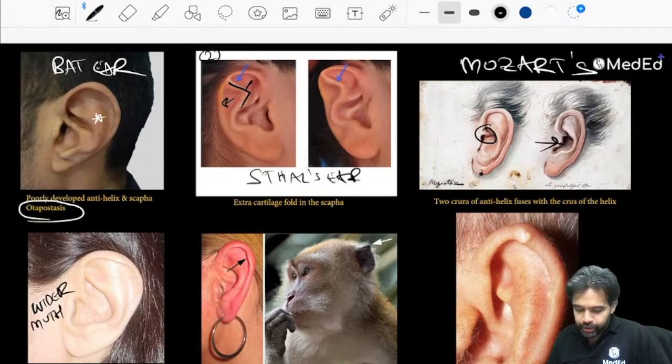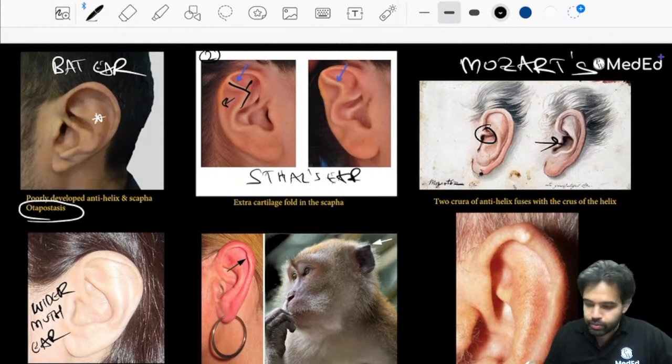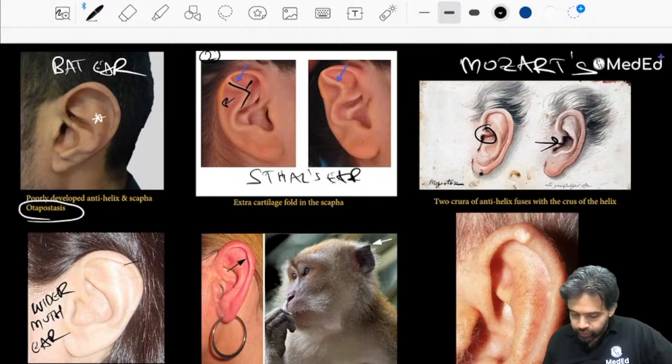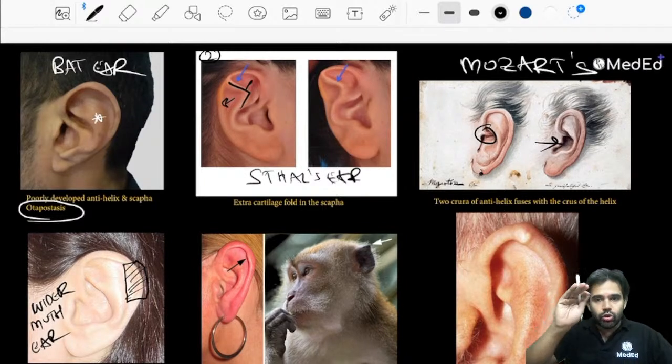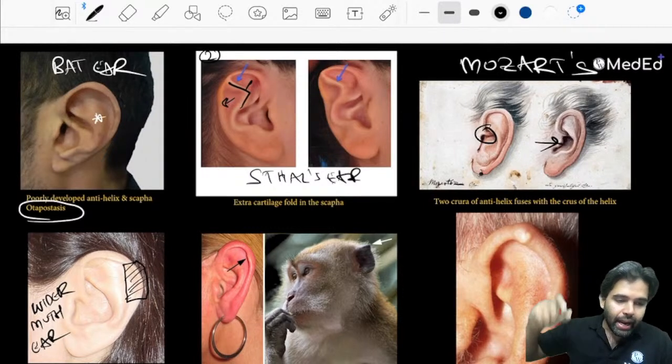Wildermuth ear. All right, here it is the opposite. Here the helix is poorly developed. In bat ear, the antihelix is poorly developed. But here you can see this part over here. You can see that it is not curved. It is not curving like that. It is flat, like somebody has held the ear and is pulling it.